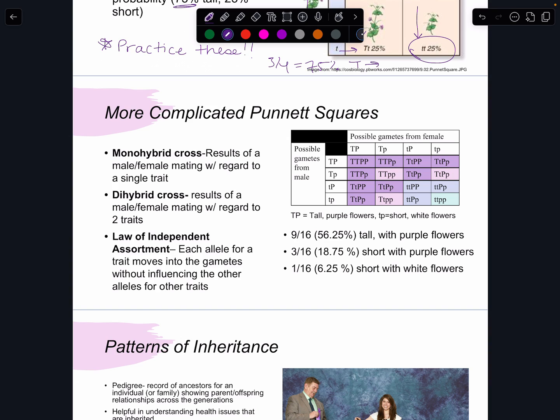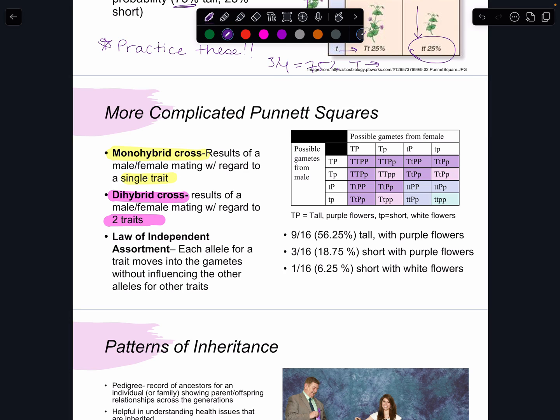So, more complicated Punnett squares. What we've been working with is the monohybrid cross, which is a single trait, the single Punnett square we looked at above. You will absolutely have to be able to do a dihybrid cross, which is the result of male-female mating with regard to two traits. Really we're just combining Punnett squares at this point.